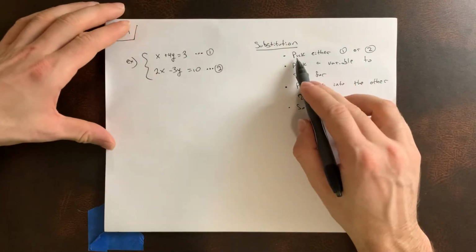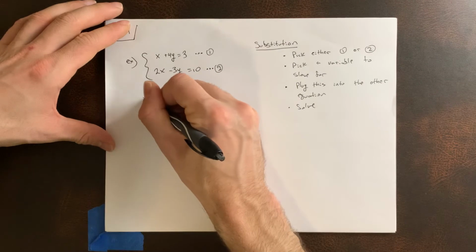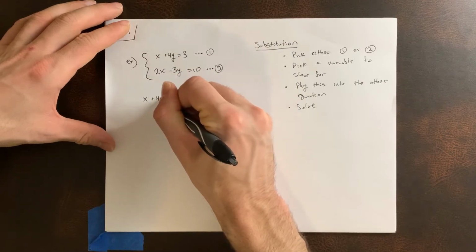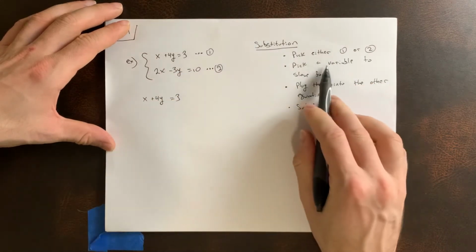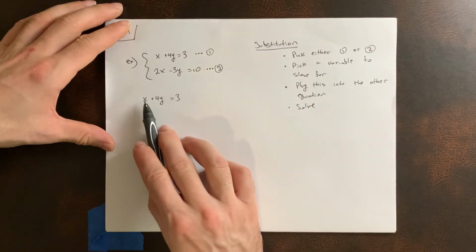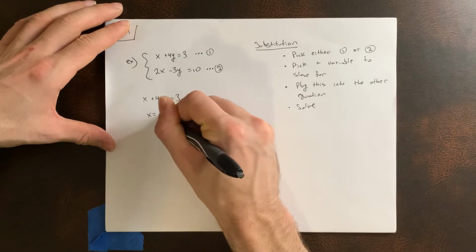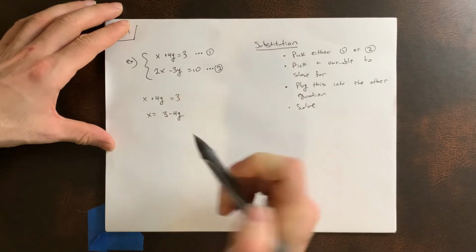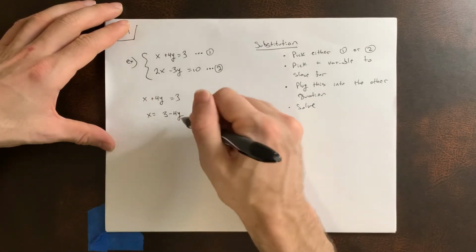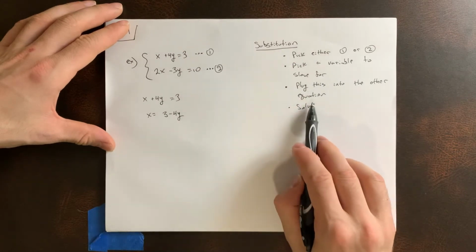So let's use substitution for this one. For this first step right here, let's pick equation 1. So we're going to pick equation 1, x plus 4y is equal to 3. Now pick a variable to solve for. X is the easiest variable to solve for here. All we have to do is subtract 4y over, and we would have x is equal to 3 minus 4y. So you see, now we're done. We found what x is. X is this. Now it says plug this into the other equation.